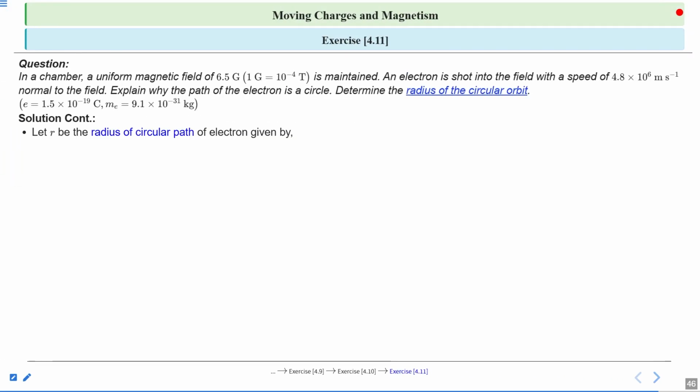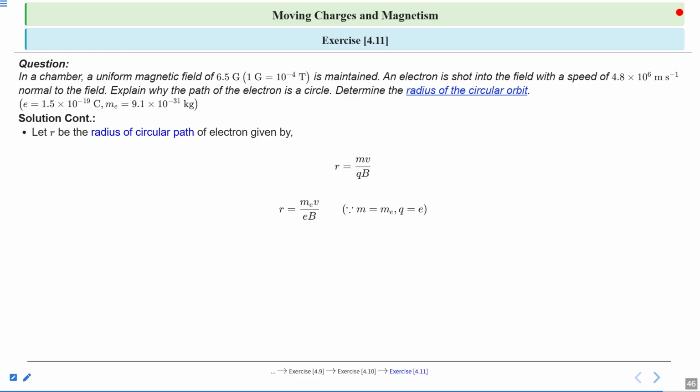Let r be the radius of the circular path of the electron. We know the formula for radius, which we derived by comparing centripetal force with the magnetic force, that is qvB equal to mv square by r. From there, r came out to be mv upon qB. Here m is me, the mass of the electron, because the charged particle given is an electron, and q is e.